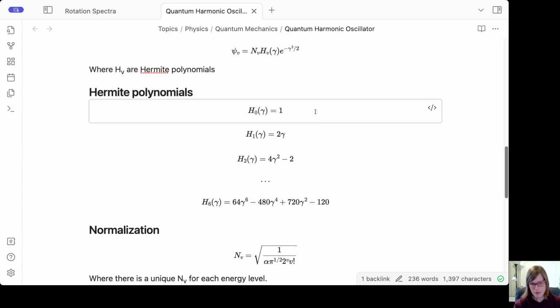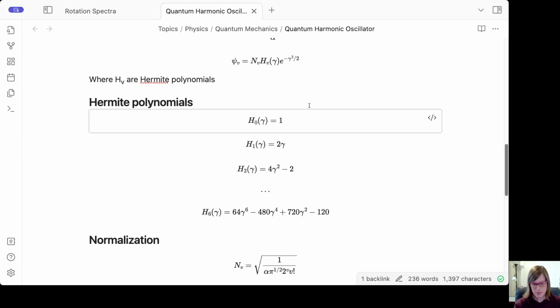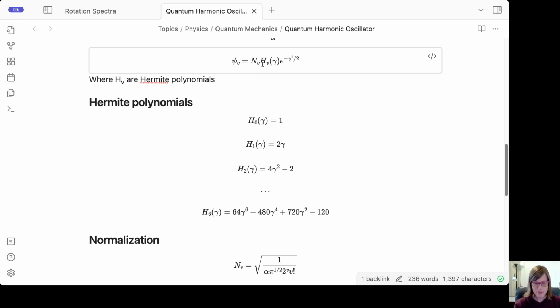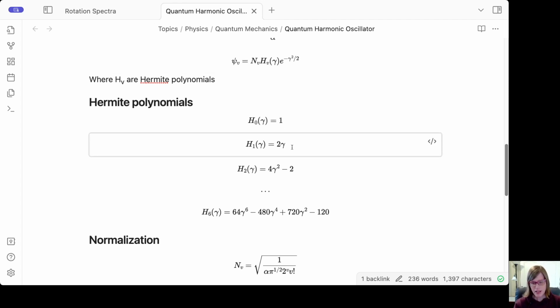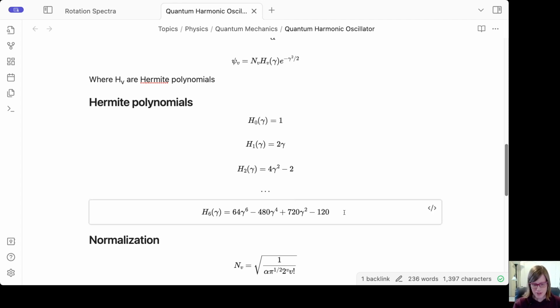H0 is a very simple function. It's just 1. So up here, it changes nothing, because you're multiplying by 1. And then at 1 it's 2 gamma. At 2, it's 4 gamma squared minus 2. But when you get to level 6, it becomes this complicated expression here.